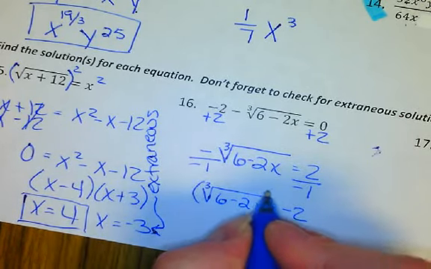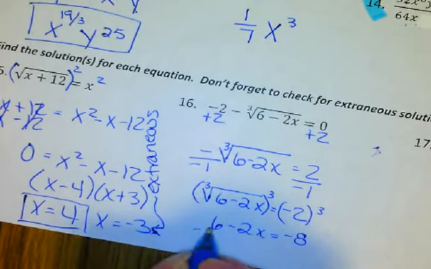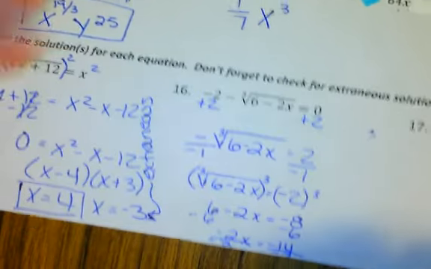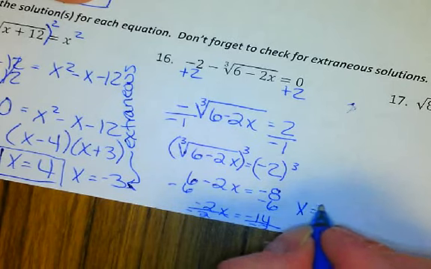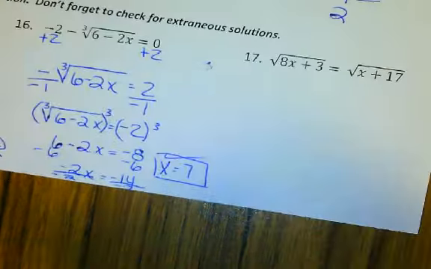Now to get rid of a cube root, you cube it. So that gives me 6 minus 2x equals negative 8. Then minus 6, minus 6. Negative 2x equals negative 14. Divide by that. Running out of space. X equals 7. And again, you can check your answer, and it is an answer.